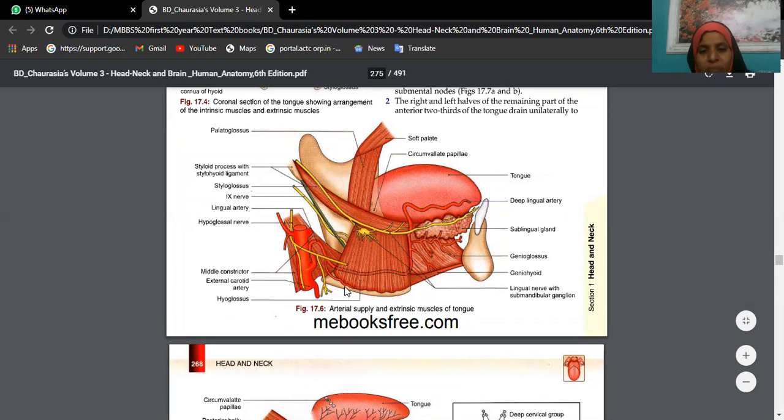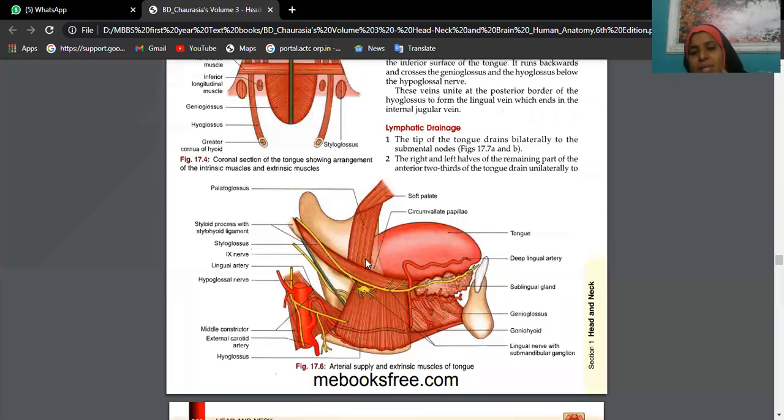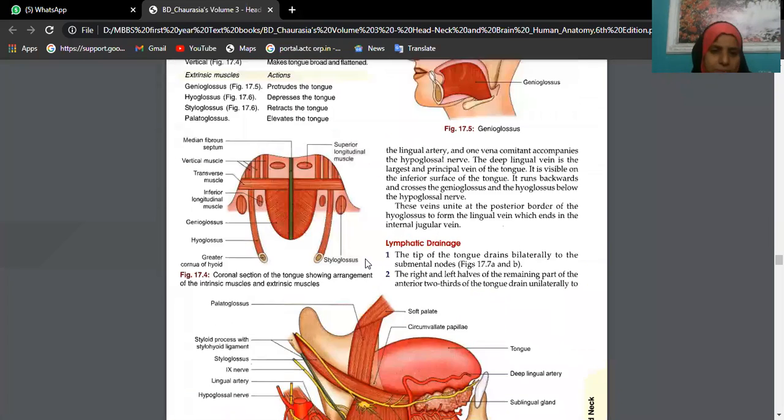Apart from that, nearby bones also give origin to muscles that go to the tongue. For example, from the hyoid bone to the tongue, we have hyoglossus. From the genial tubercles of the mandible, we have genioglossus. From the styloid process, we have styloglossus. From the hard palate, you have palatoglossus. So you have four muscles from nearby bones controlling the movement of the tongue. The nerve supply of these muscles is the hypoglossal nerve, isn't it?